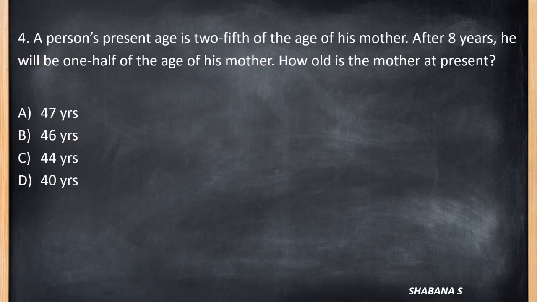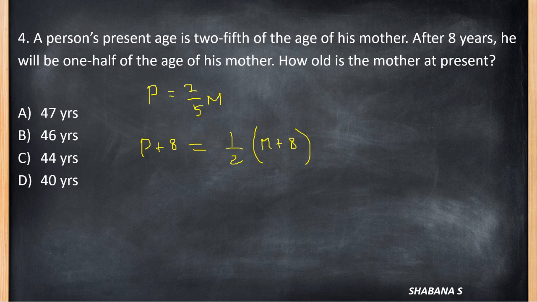So the next question, a person's present age is 2/5 of the age of his mother. So I'm going to take the person's age as P, which will be equal to 2 by 5 of M, and after 8 years P's age will be P plus 8 and M's age will be M plus 8. After 8 years he will be 1/2 of the age of his mother. So 1/2 of this. And how old is the mother at present?